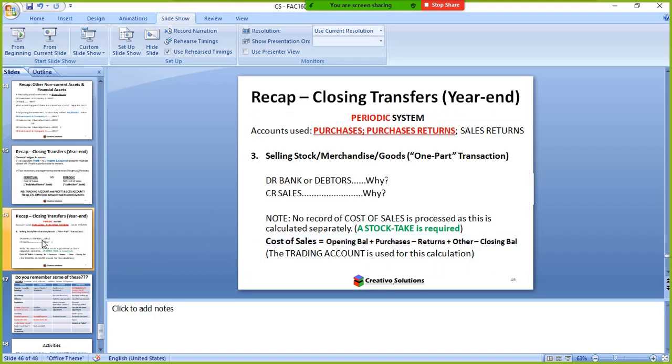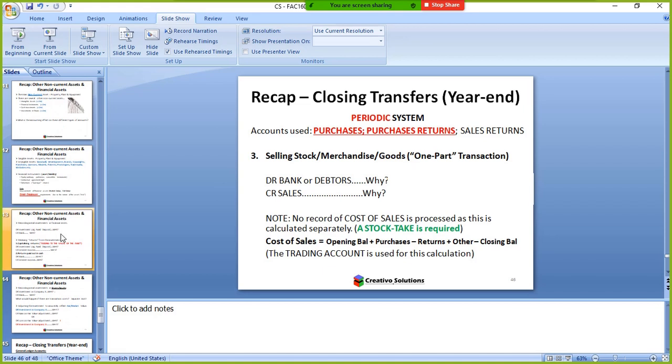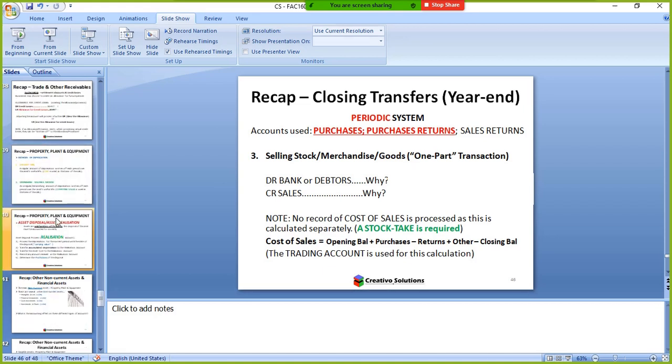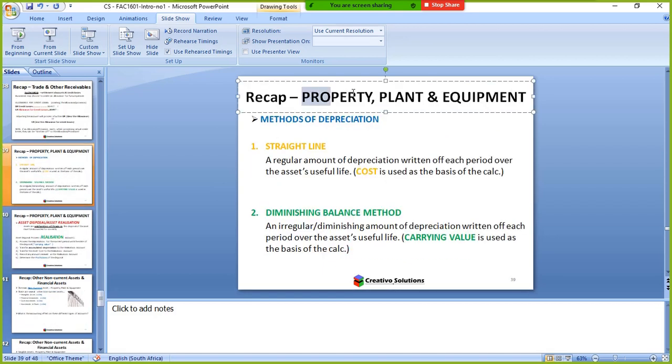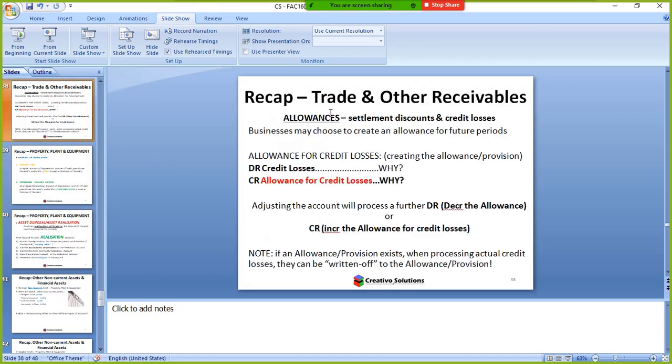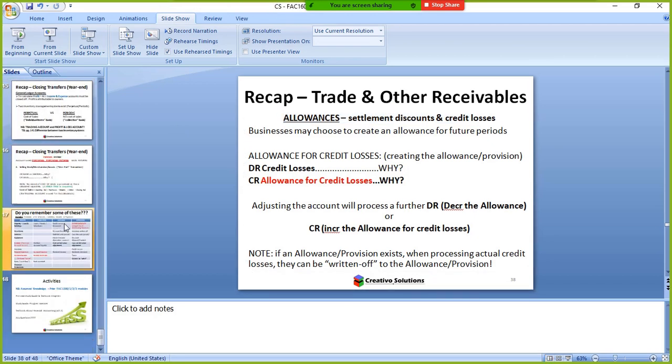So inventory, I would maybe encourage you to do some revision. Revise some inventory if you're a bit rusty. Revise the property, plant, and equipment if you're a bit rusty. And go over your debtors, your allowances if you're a bit rusty. But I will go through all of it with you. We'll go through those last few slides, and then we've covered all the important bits and pieces.